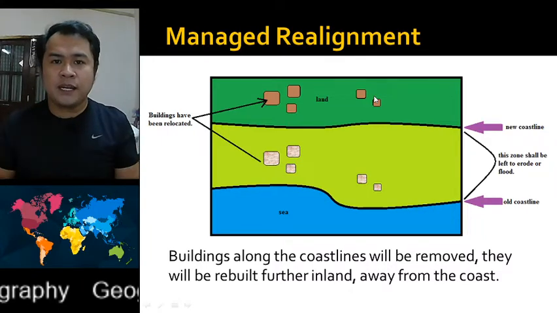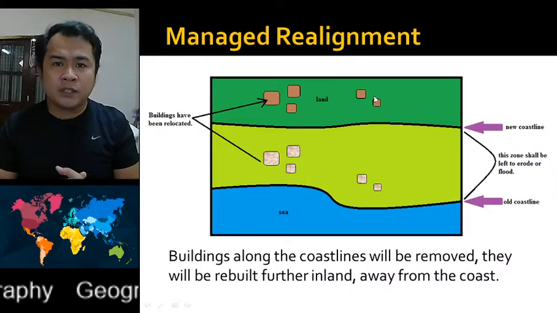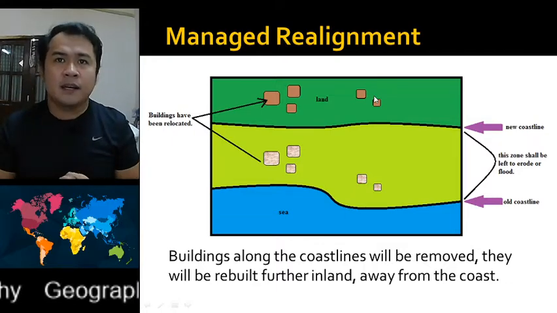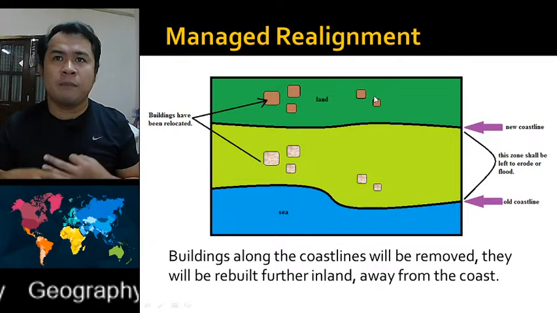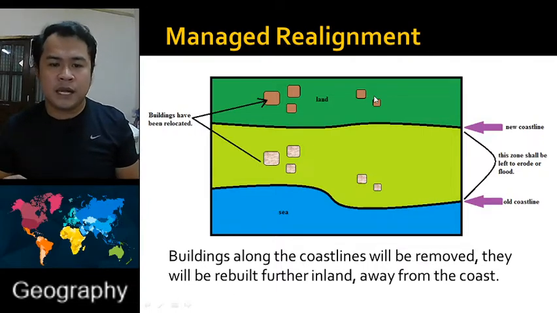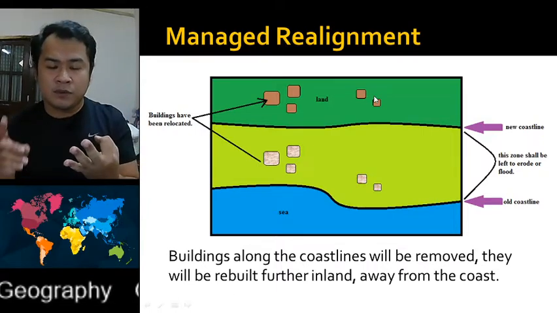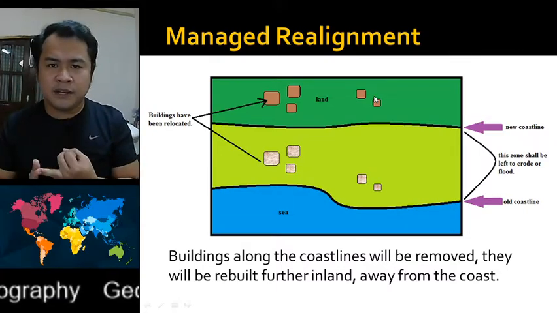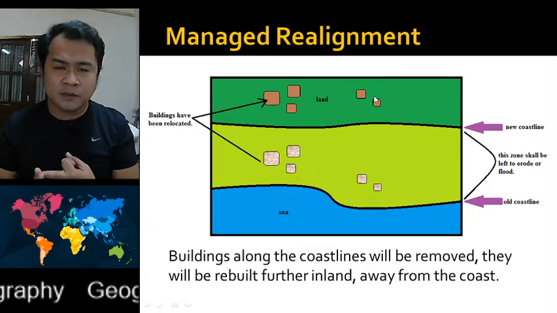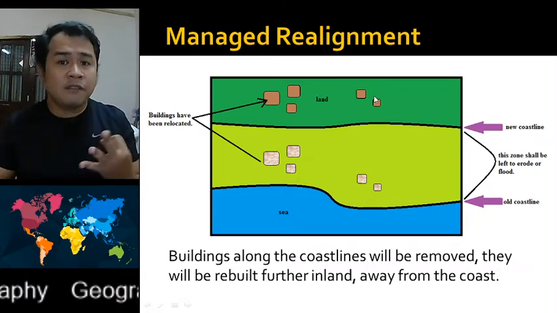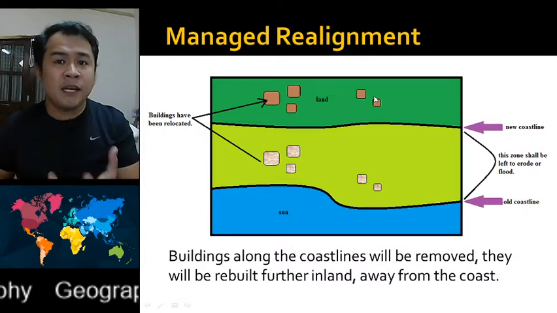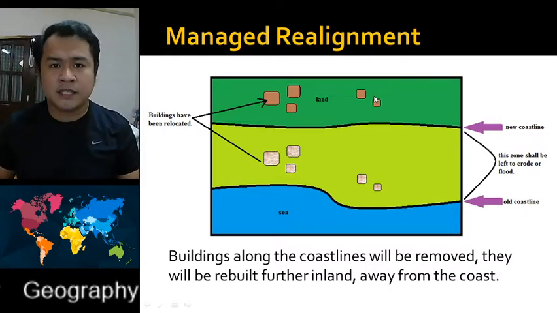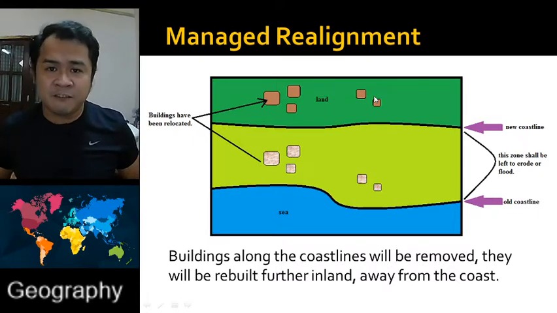So again, we have many ways to protect, to defend, and to manage our coastline. And we have three techniques. We have hard engineering technique, soft engineering technique, and managed realignment. Any of them can be done depending on the extent of the damage it may cause, and it requires a lot of planning for the government.